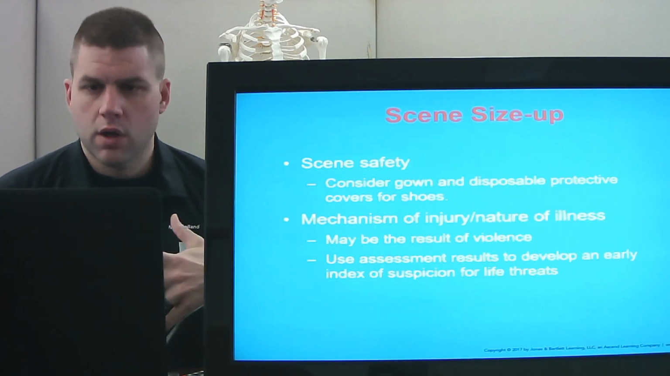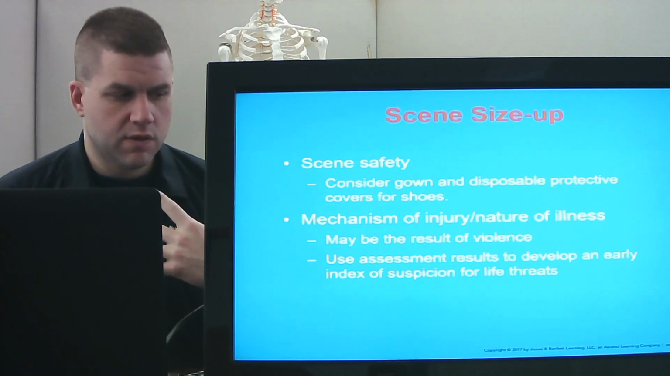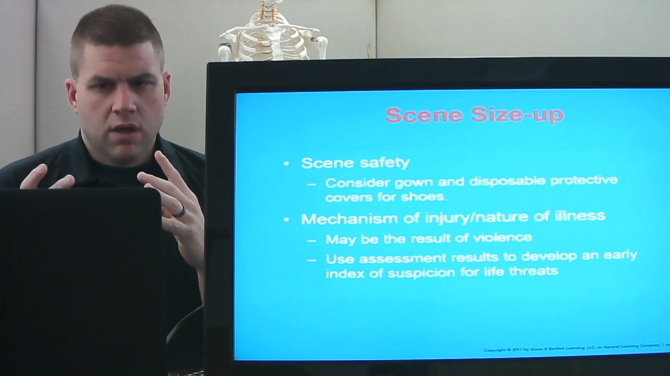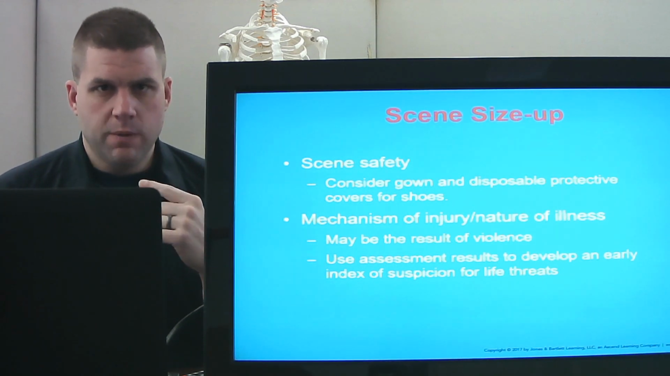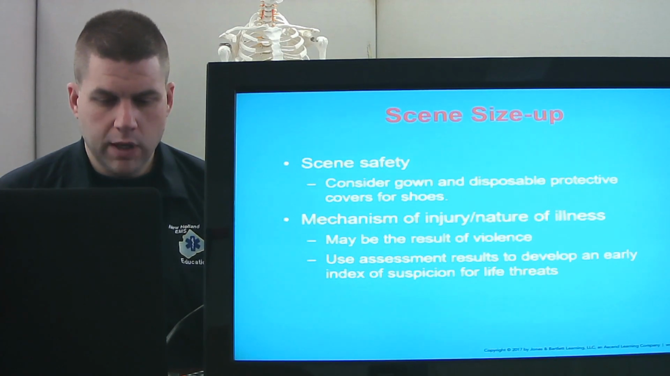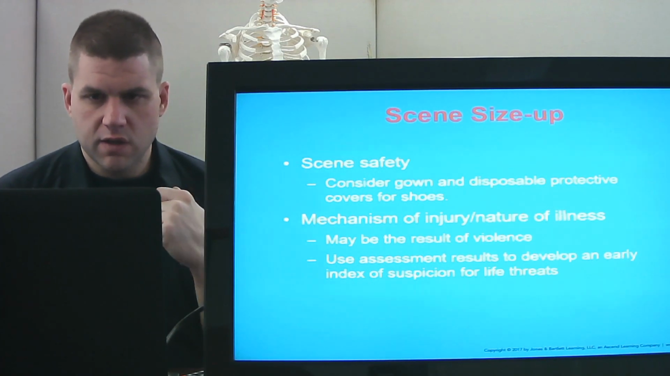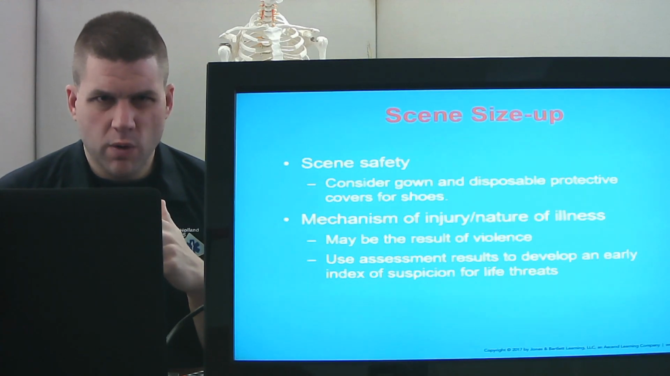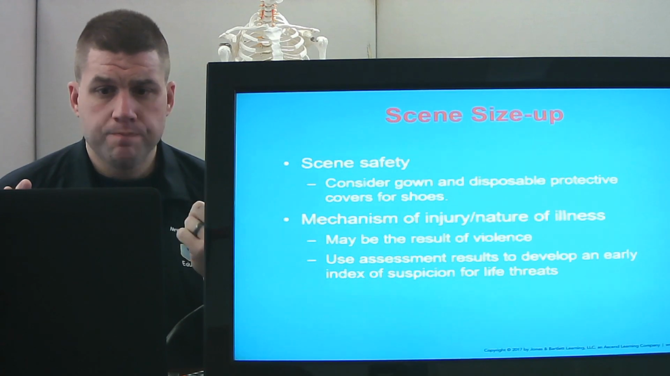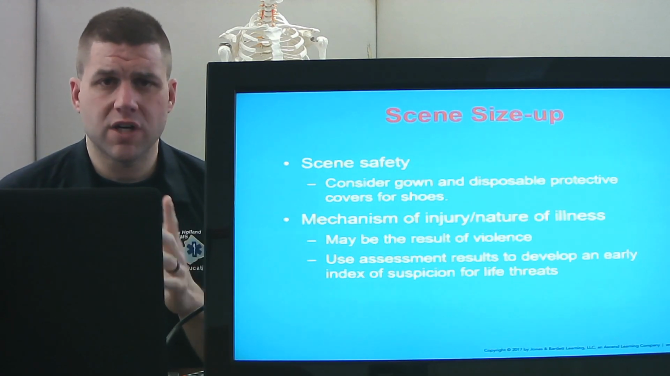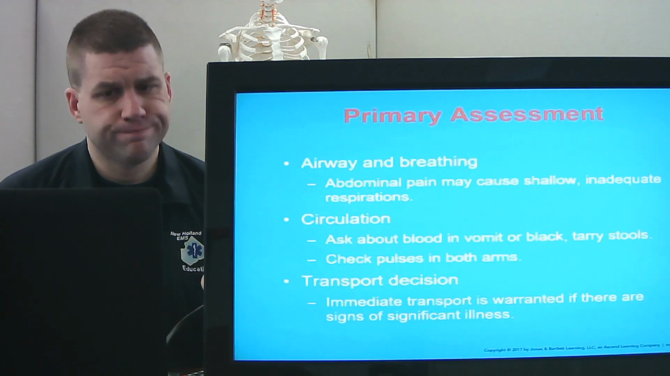So what do we do for these patients? And again, you'll find that this is a common theme in all of these slideshows, right? When we're talking PowerPoint here, Jones and Bartlett does this. We talk about what these disease pathways look like and how we are going to assess these abdominal pains. So again, scene size up, scene safety, BSI. Is it a mechanism of injury or is it a nature of illness?